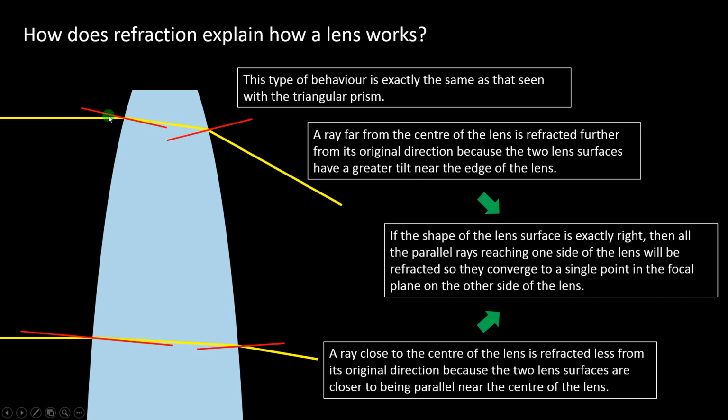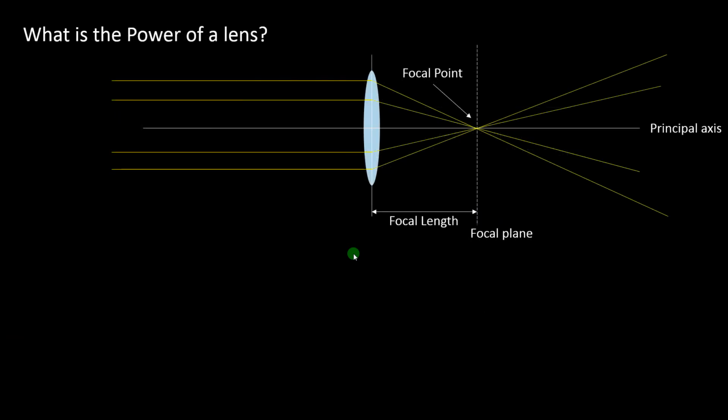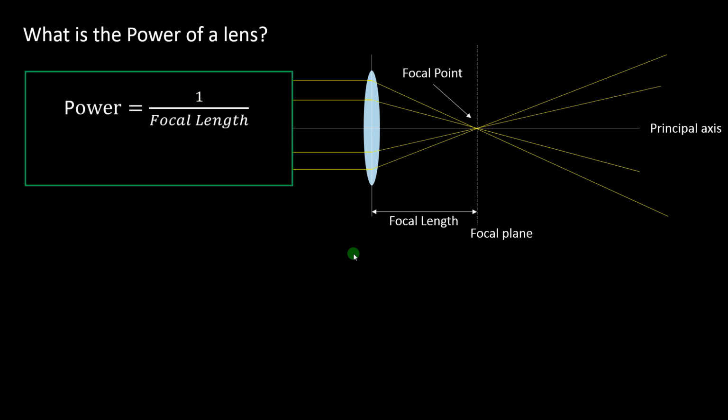Okay, so that's the explanation for how the lens is able to refract to produce a convergence of the parallel rays on one side of the lens. We also need to understand what the power of a lens is. Now, this is not anything to do with electrical or mechanical power. This is an entirely separate concept. Electrical and mechanical power are linked because they're both rate of energy transfer. This is nothing to do with rate of energy transfer.